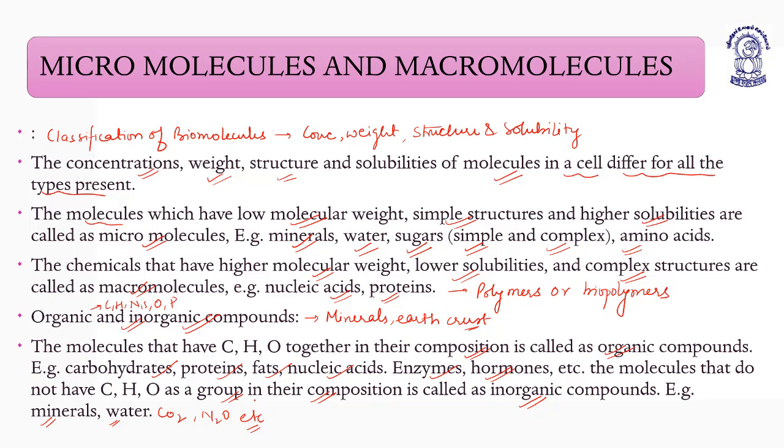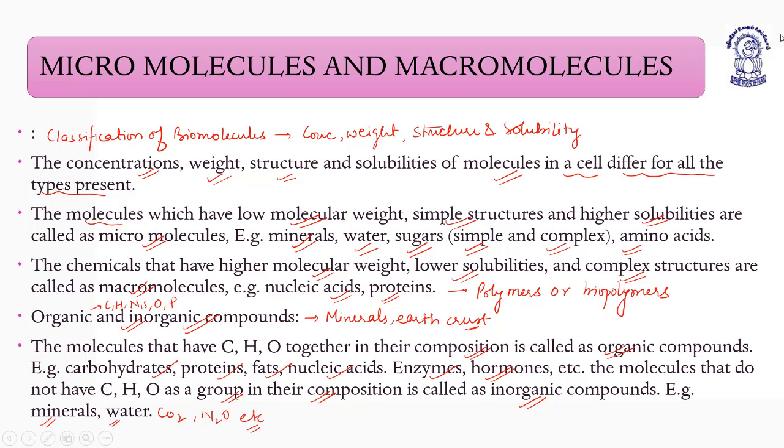The organic compounds are basically derived from organisms, either as primary or secondary metabolites depending upon the extraction. And the inorganic compounds are the molecules that do not have carbon, hydrogen, oxygen as a repeating unit. They are not derived from organisms. Examples are minerals, water, etc.